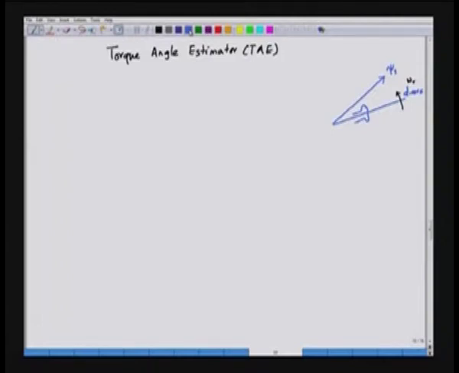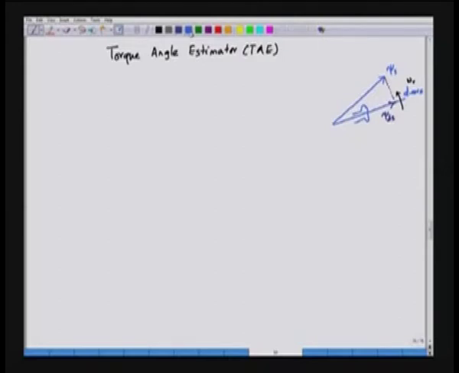So, what we do is find out the component of this flux linkage along the d axis. We can project this along the d axis. This component is called psi ds, the stator flux linkage in the d axis.